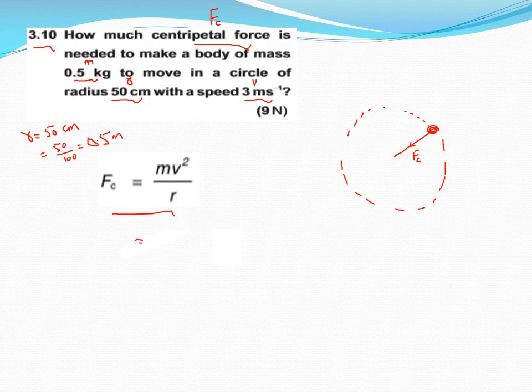Now plug the mass. Mass is equal to 0.5 and v square. V is given as 3 meter per second, and we just recalculated r as 0.5, and after simplification you get 9 as the numerical magnitude. And what should be the unit of force? Again, Newton.